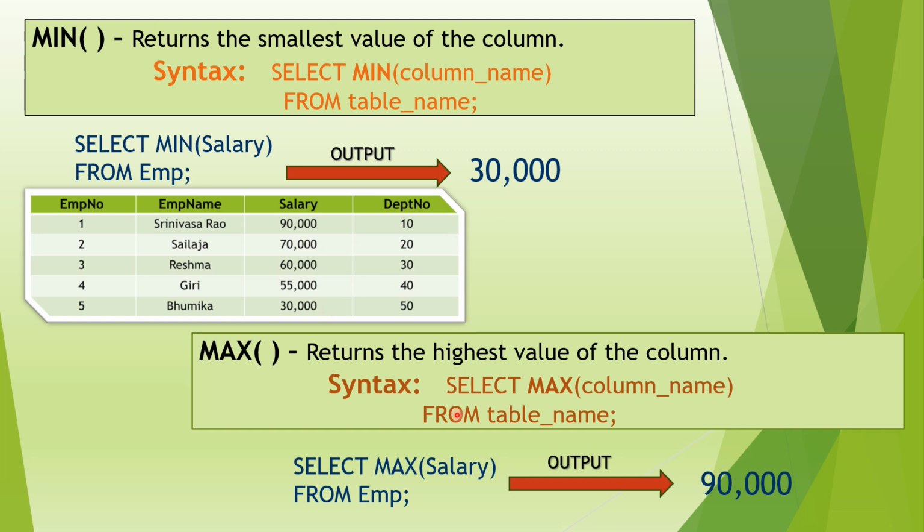Now max value, it is going to take the highest value of our selected column. Here I have passed the statement as max of salary and hence it is going to take the salary column and give 90,000 as my output.